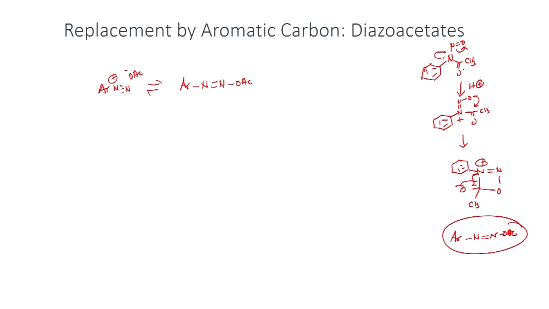If you have the N-acetyl nitroso derivative, in the reaction medium in the presence of acid, it can undergo rearrangement to give this diazonium acetate as a product. This reaction also, when you take this diazonium salt and react with it, it can undergo addition reaction as we have seen.